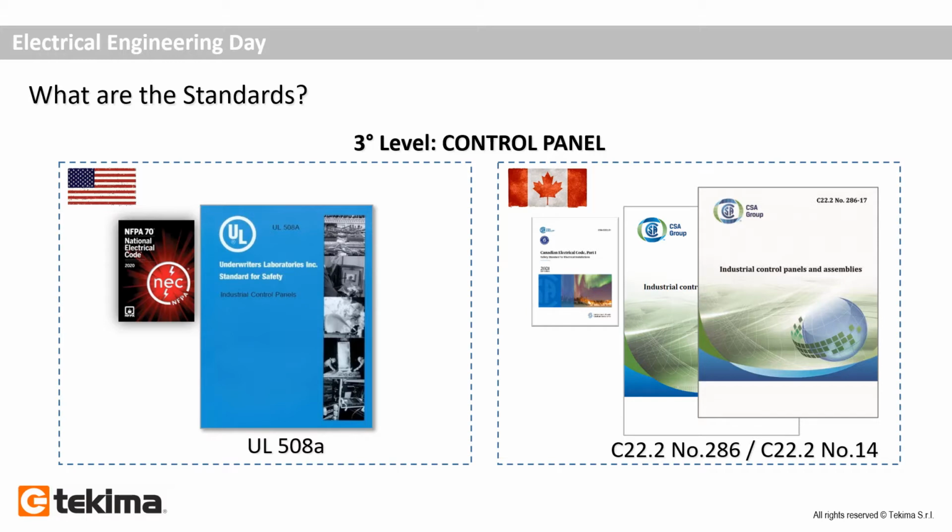Finally, let's see what happens in the third level, industrial panel. In the third level, we have one main document for United States, UL 508A, and two standards for Canada, C22.2 number 286 and C22.2 number 14.